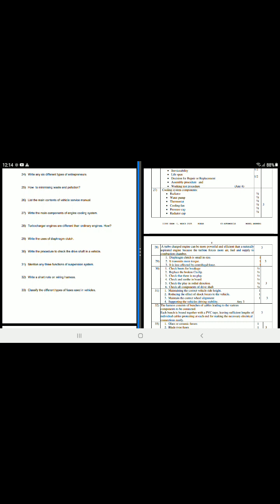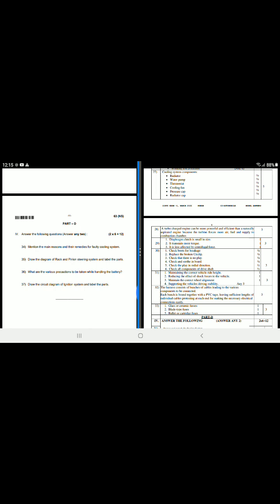Next, 32nd question, write a short note on wiring harness. So the harness consists of bunches of cables leading to various components to be connected. Each bunch is bound together with a PVC tape, leaving sufficient length of individual cable protruding at each end for making the necessary electrical connections easily.